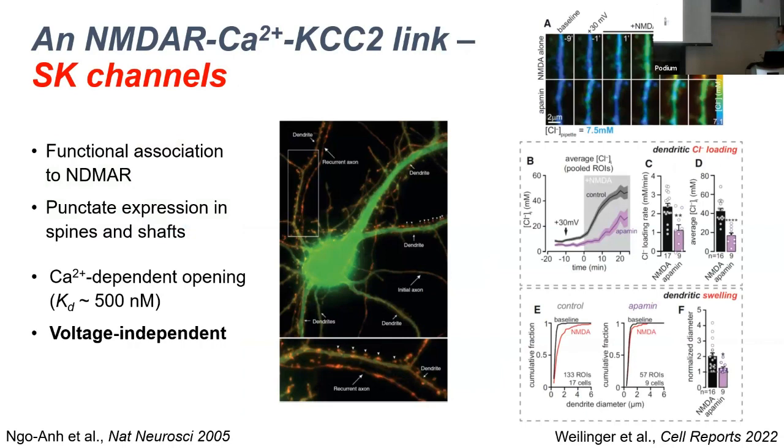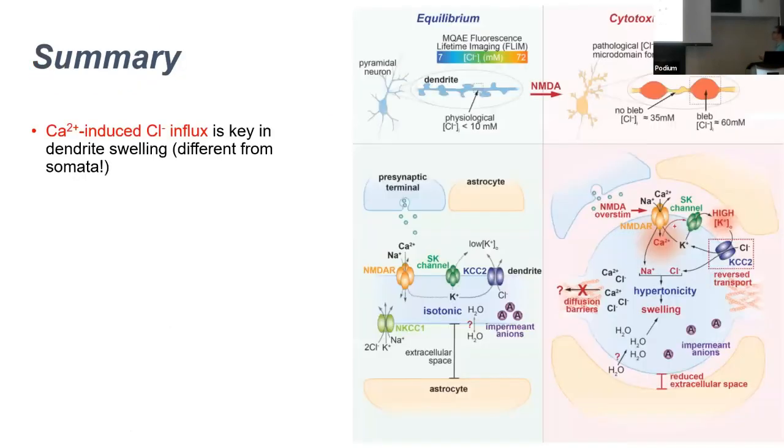And so luckily, there's a highly specific peptide inhibitor called apamin that blocks SK channels. When we bath apply apamin in the same way in these experiments, we again see a dramatic reduction both in the chloride loading and in the swelling. And so that's all characterized here.